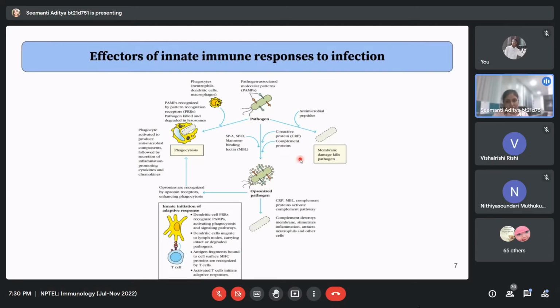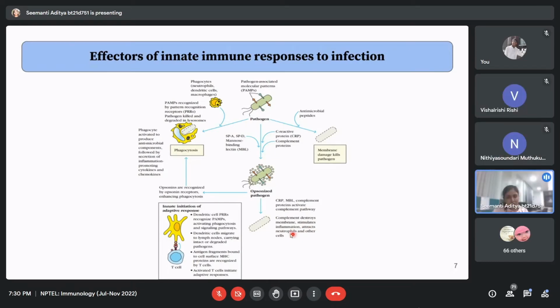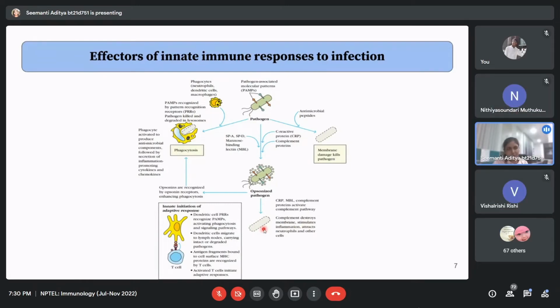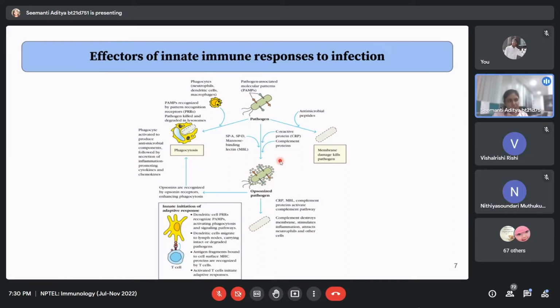There is another important component of the innate immune system, the complement system, which we will study in detail in later classes. For now, we should know that complement will destroy the membrane. There are several complement proteins. They will bind to the pathogen, and all these complement proteins form an oligomer-like structure and form a pore on the surface of the bacteria, which results in lysis of the bacteria, and the cell will die. So the complement pathway is also activated during the innate immune response.